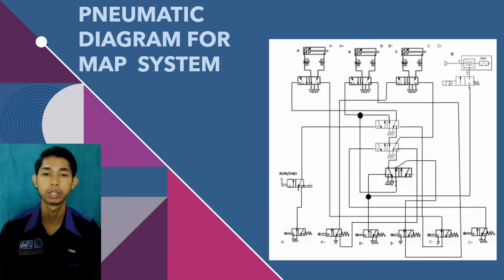GRAFCET is a sequential function chart for expressing the control flow and supports the expression of both combinational and sequential control logic. The sequence for this project is: first, the push button is pressed and cylinder A will extend, and next cylinder C will extend and then retract. Next, cylinder A will retract for 3 seconds.